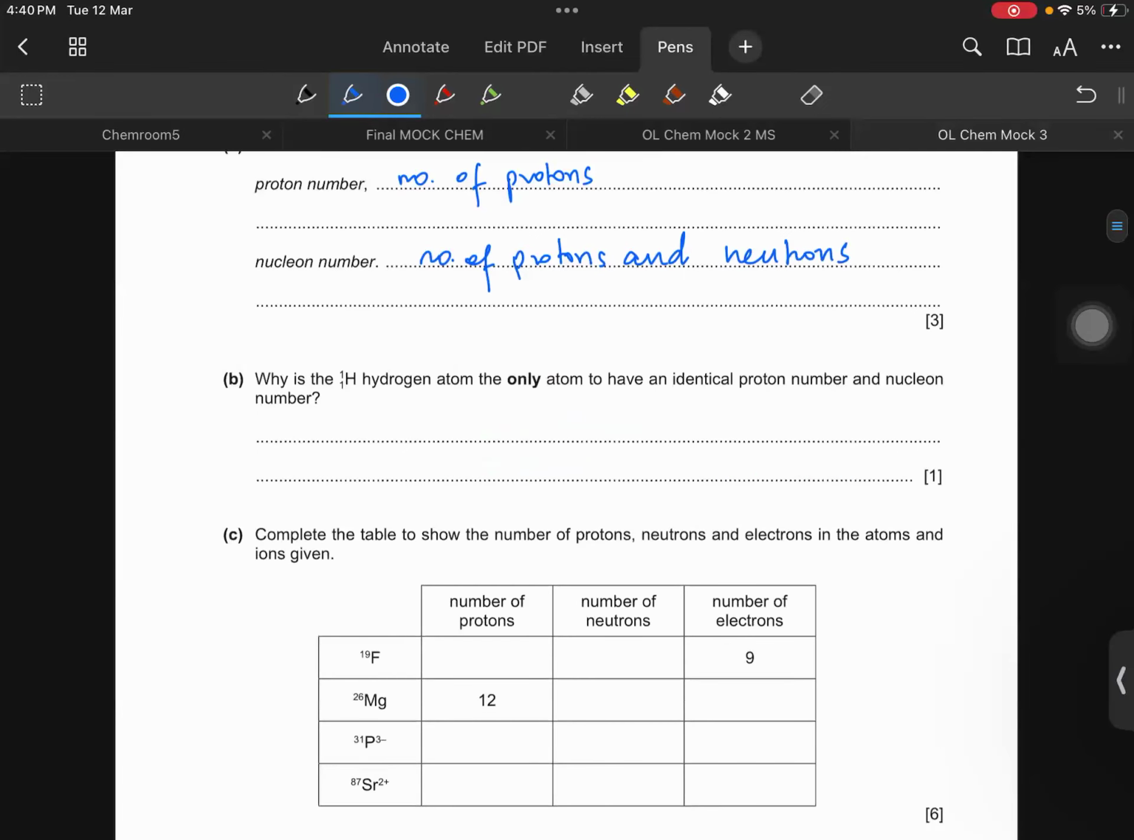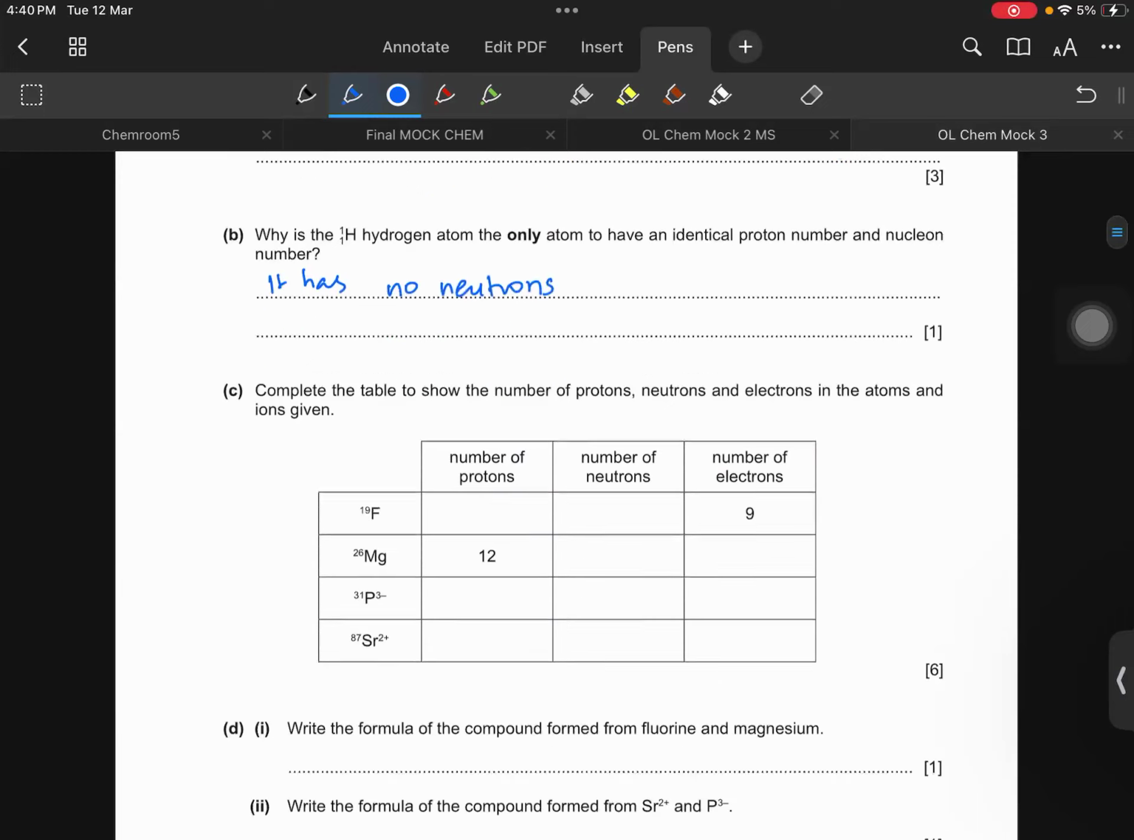Why is hydrogen the only atom to have an identical proton number and nucleon number? It has no neutrons. Zero neutrons. Yes.